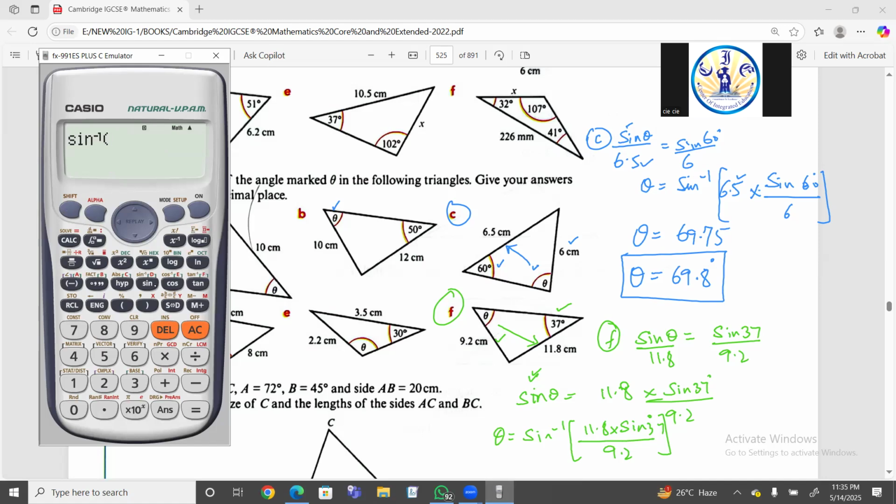Shift sine, then the use of this fraction, 11.8 times sine 37, then whole divided by 9.2. So the answer is 50.524, 50.52. So this is going to be written as 50.5.